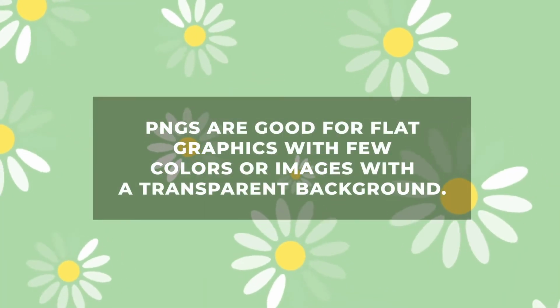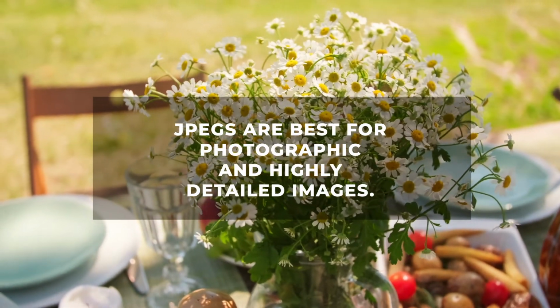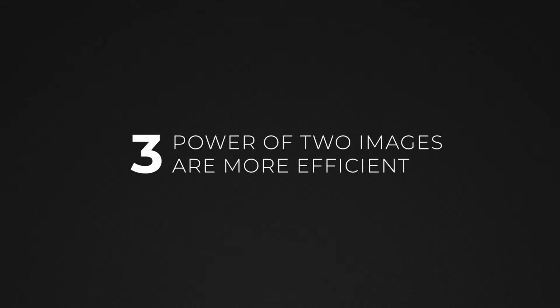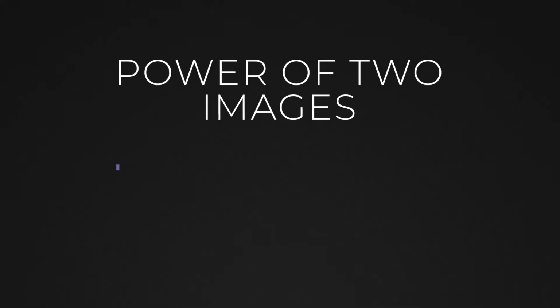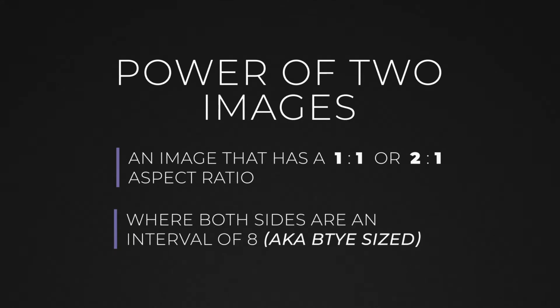If you have a graphic image with flat colors and a transparent background, a PNG might be the best bet. If you have something that has a lot of photographic detail or texture, then a JPEG might be better. Play around until you find what works for you. Due to the way that computers read data, it's often a really good technique to use power of two images. What these are is images that either have a 1:1 or 2:1 aspect ratio, where one or both of the sides is a power of two, so either 256 or 1024 or 2048 by 2048.